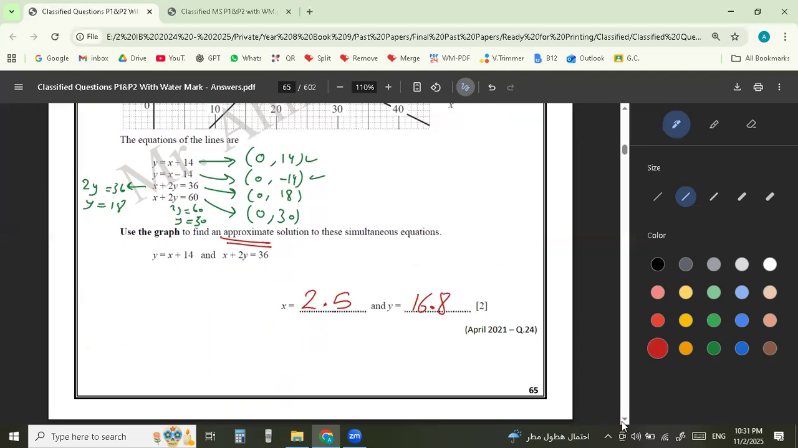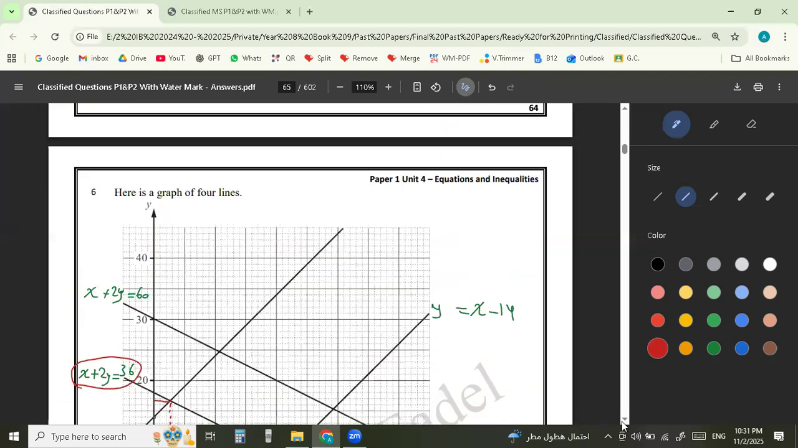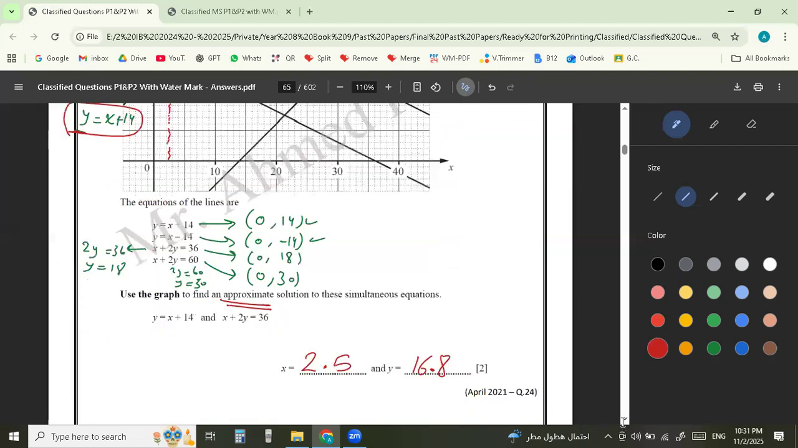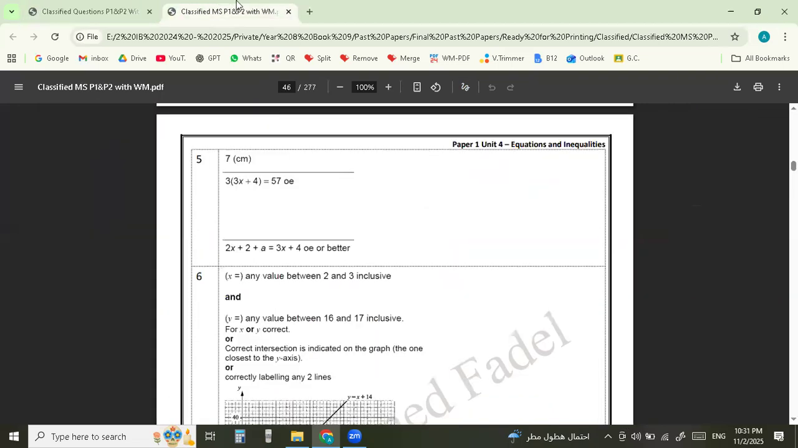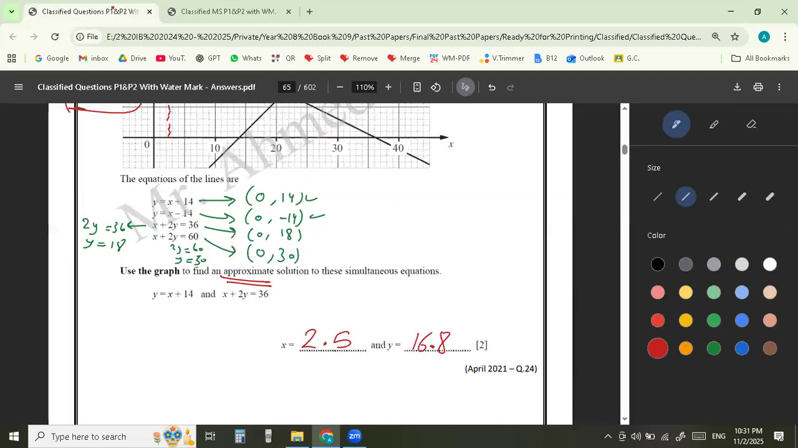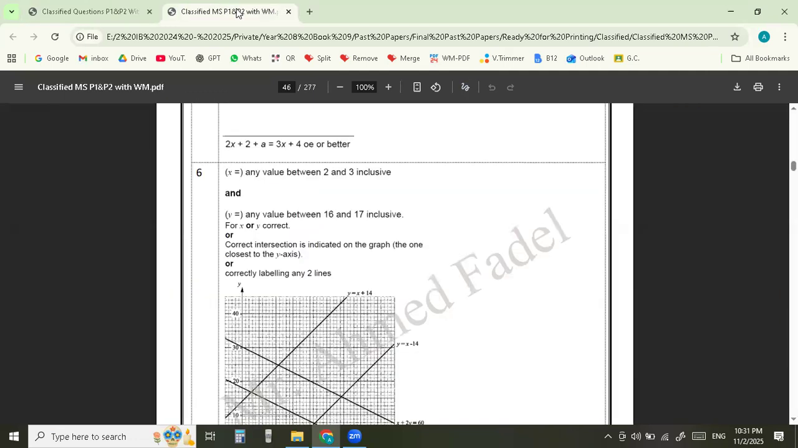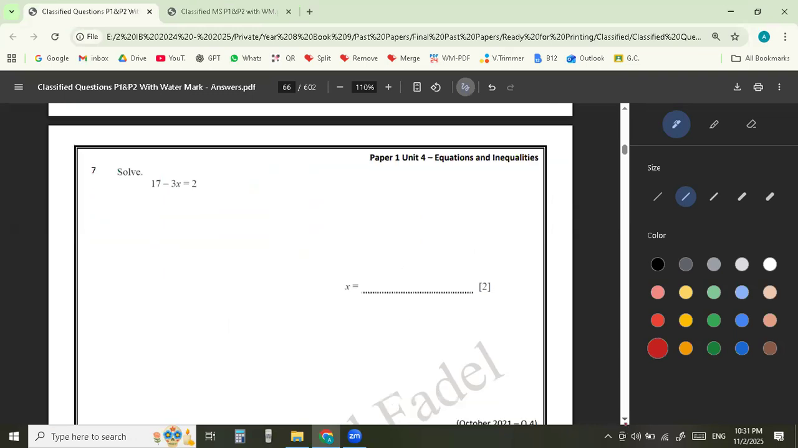Let's go to the mark scheme and check what they said. It's question number 6. They said to you, x, any value between 2 and 3. Oh, I wrote 2.5, any value between 2 and 3. And they said y is any value between 16 and 17. I wrote 16.8. That's it. Solve.